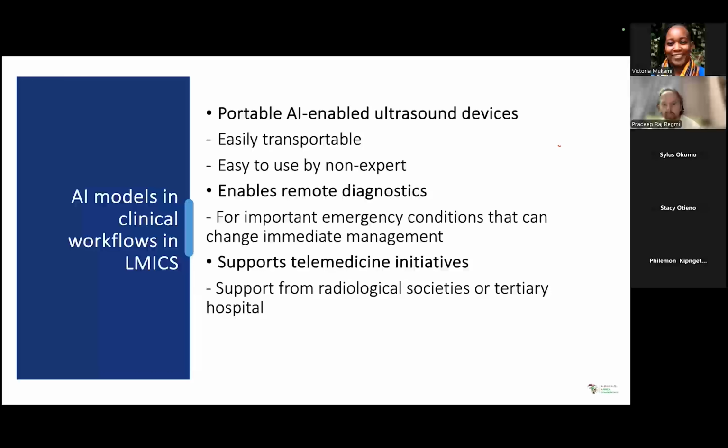So AI models in our setup could be portable artificial intelligence enhanced ultrasound devices, which can be easily transportable, and it can promote remote diagnostics through AI, and support telemedicine activities as well in our part of the world. So it can help diagnosis from the tertiary center to the rural setup, so that the patient can be managed there. So AI can play a quite important role in these three aspects in our setup.